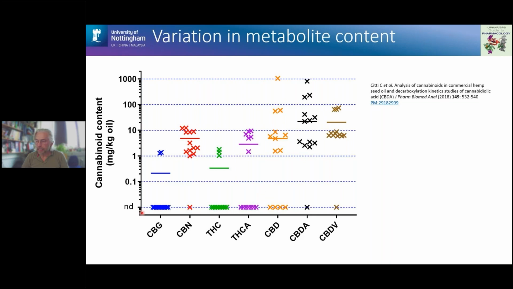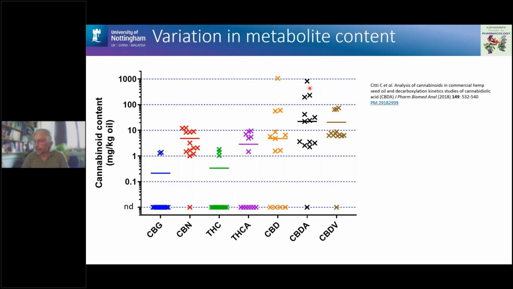And so what you can see is a log scale on the left-hand side of the content of those cannabinoids, and these 7 different cannabinoids on the x-axis. So what you'll see is that most of the CBG was at non-detectable levels, and then there's a variety of cannabinol concentrations varying between 1 and 10 mg per kilogram of oil. But the ones we're interested in are the CBD and the CBDA. So in some, there was no cannabidiol that was detectable, but in others, it ranged from 1 milligram per kilogram of oil up to 1,000 milligrams per kilogram of oil.